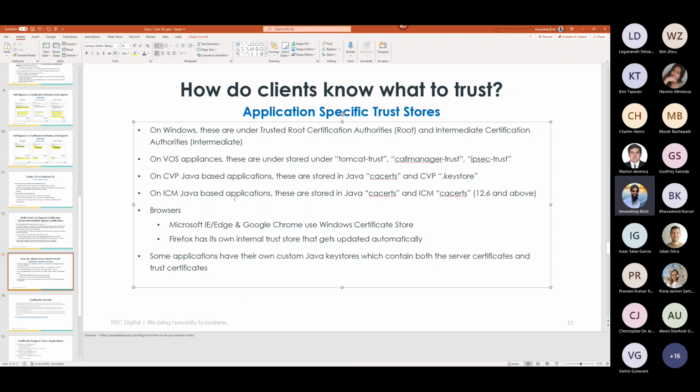And on CVP and ICM, we're using Java-based trust stores, right? Java has its own. Was there a question?